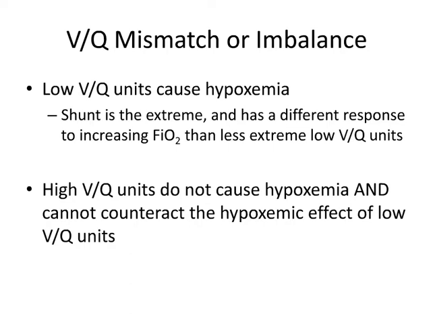You may be thinking that I just told you shunt is the extreme of low VQ. So the hypoxemia in VQ mismatch is understandable, right? Well, I'm going to tell you that the hypoxemia of low VQ is relatively well managed with supplemental oxygen. Let's first consider why low VQ that is not shunt causes hypoxemia, and then later we'll talk about how it responds to supplemental oxygen.